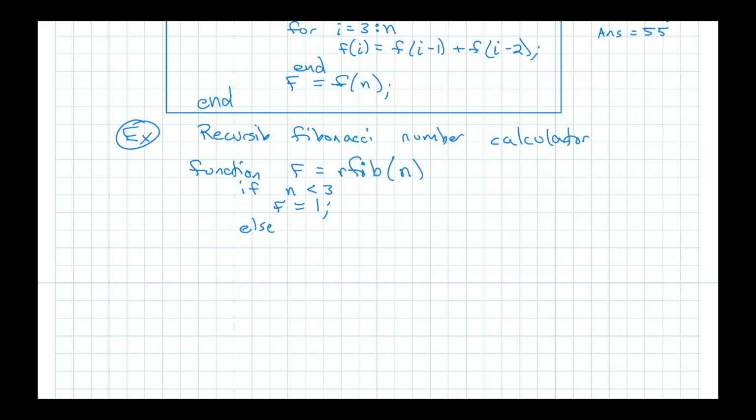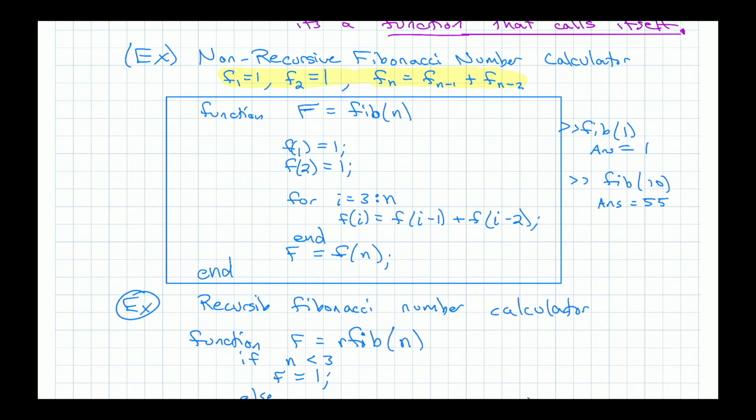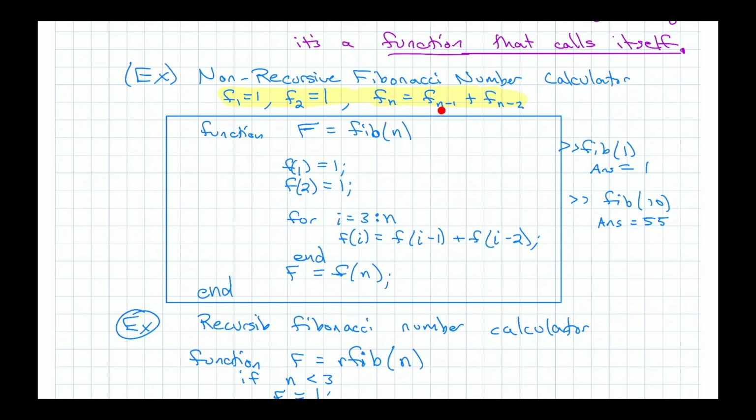Else, so if n is not less than 3, so n is 3 or more, then what is F? Well, the way you would calculate the Fibonacci number is the Fibonacci number for n minus 1 plus the Fibonacci number for n minus 2. So this right here is just copying this formula: Fn minus 1, Fn minus 2. That's what the Fibonacci number is.